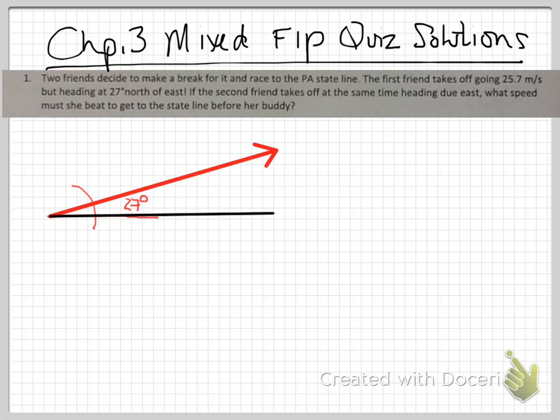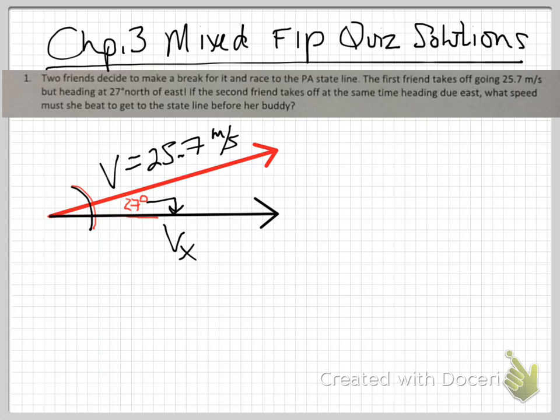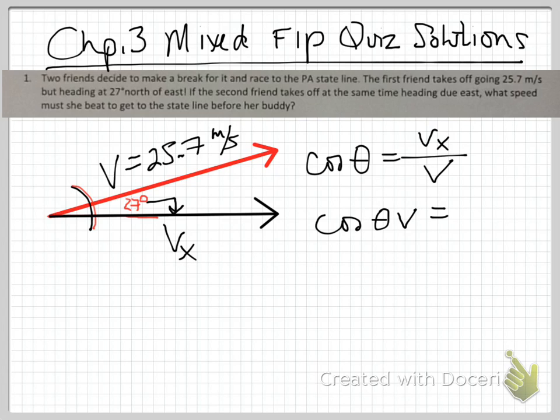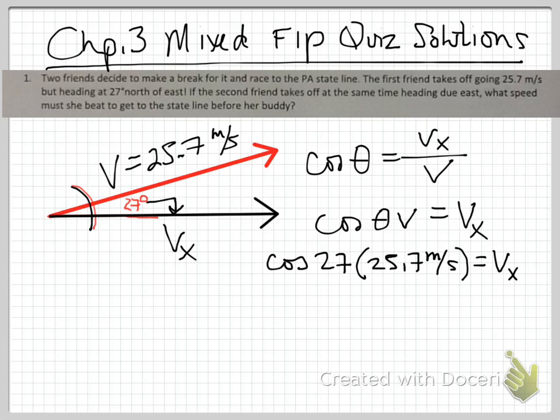Well, what we're looking for here is actually just the x component of the first person's velocity. So this velocity is 25.7 meters per second. The angle is here, therefore this is the adjacent angle. So cosine of theta equals v sub x over v. Cosine theta times v will give us our v sub x. Cosine of 27 degrees times 25.7 meters per second will give us v sub x.